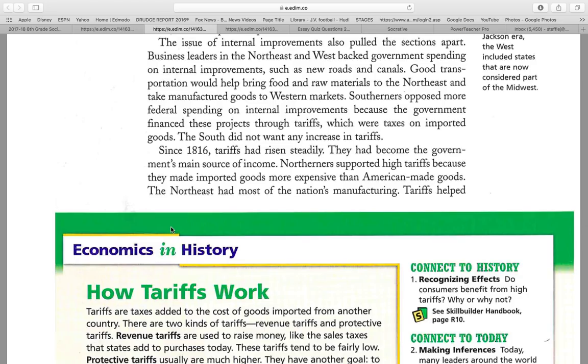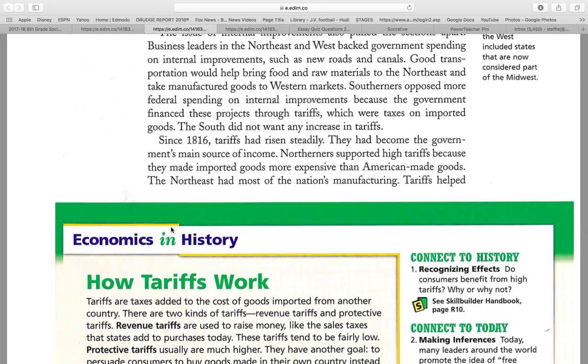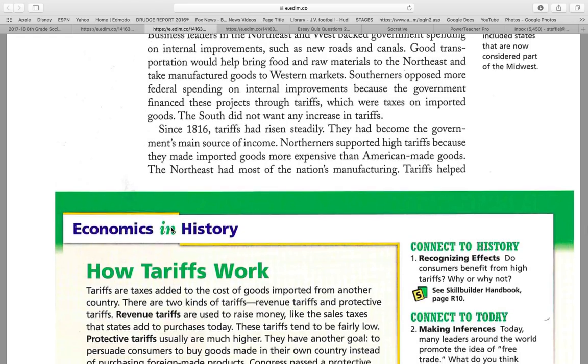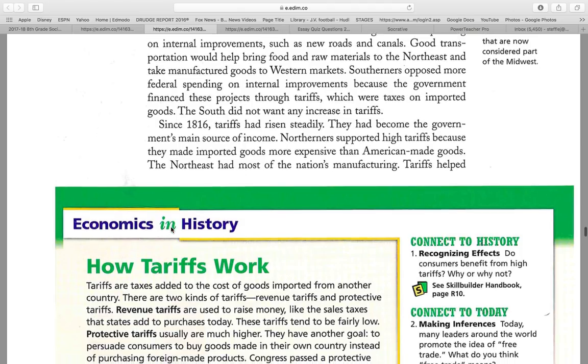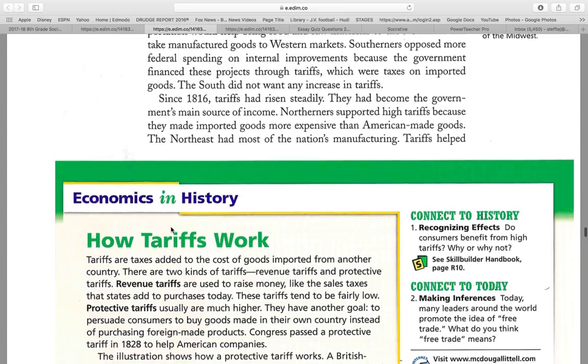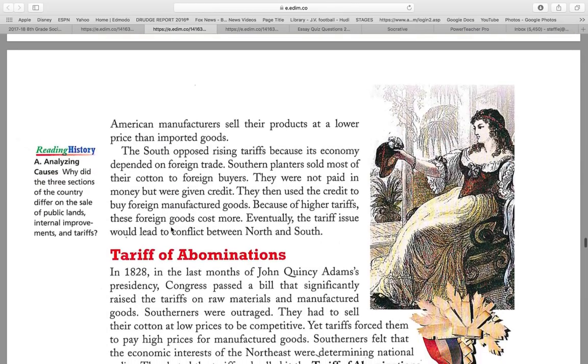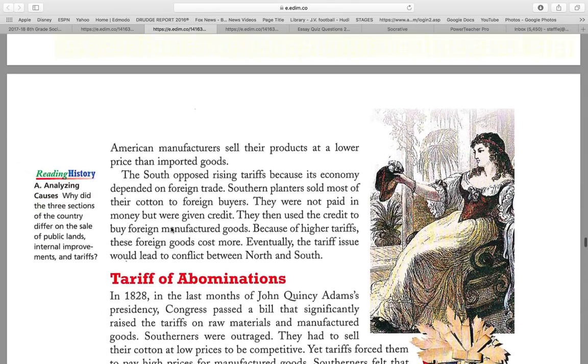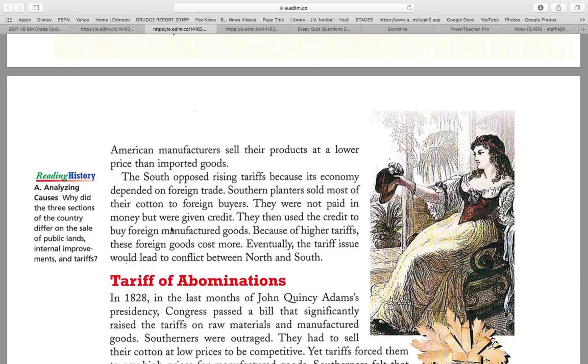Since 1816, tariffs had risen steadily. They had become the government's main source of income. Northerners supported high tariffs because they made imported goods more expensive than American-made goods. The Northeast also had the nation's manufacturing. Tariffs allowed American manufacturers to sell their products at a lower price than the imported goods.